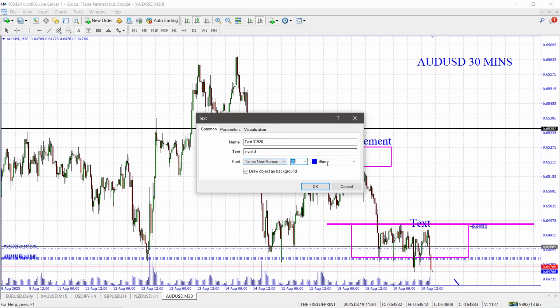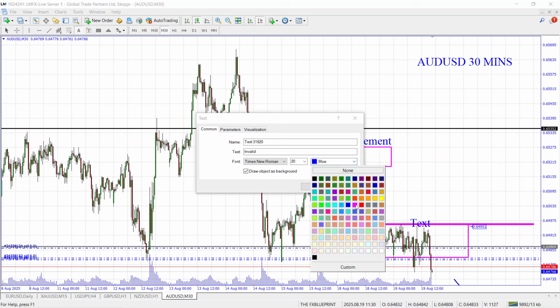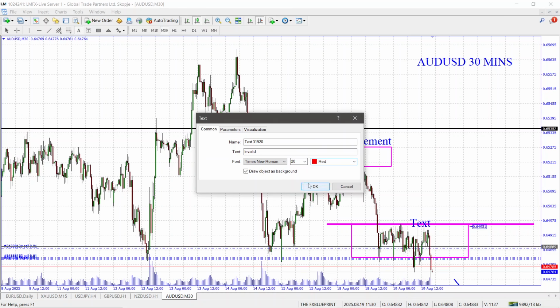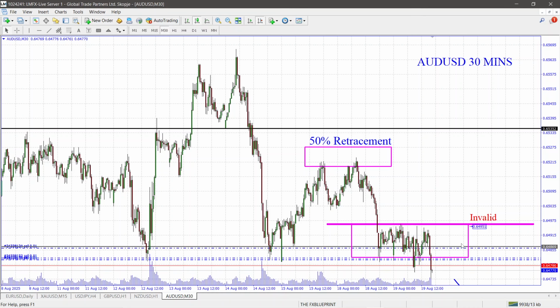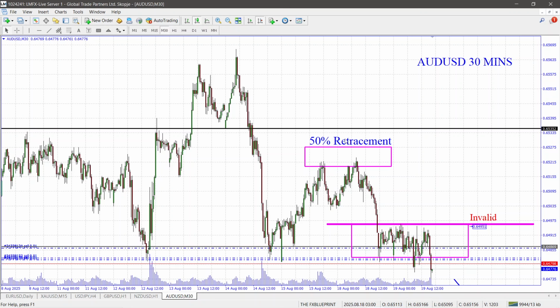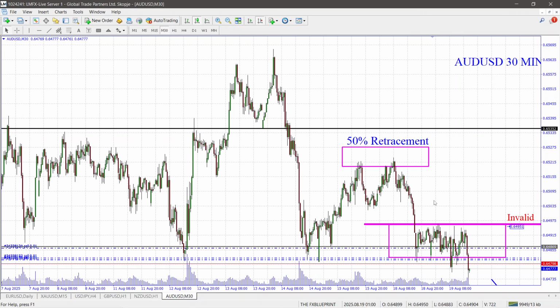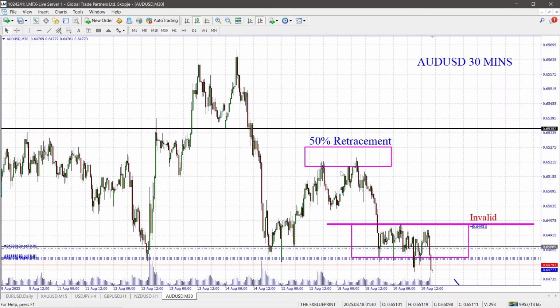What does that mean for you? I'll just change this to red so I can highlight the invalid. It means that if the price goes beyond this point, like if it retraces to that point, the trade is invalid because the market structure is broken. Again, this is simply following market structure, like we've said time and time again. Simplicity gets the job done.